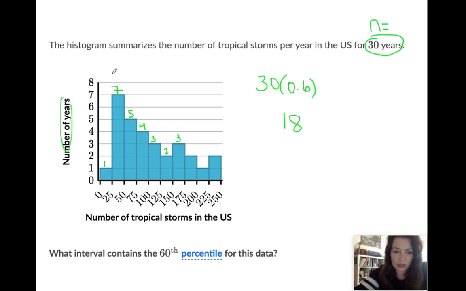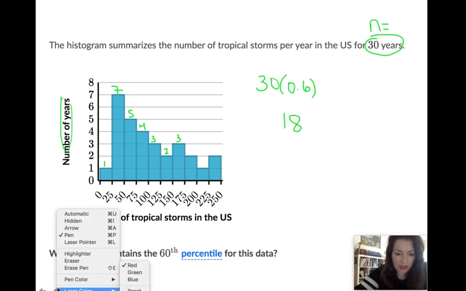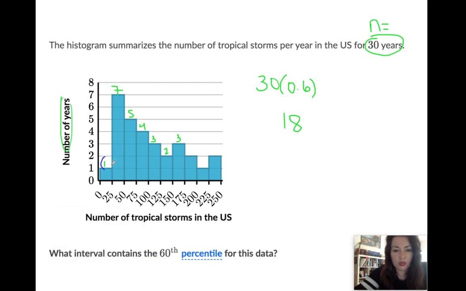The 18th observation is, well, I already put the counts on the top of the bins. So the 18th observation, let me change the color of the pen. This is 1, this is 8. So 1 and 7 and 8, and 5 is 13. 13 and 4 is 17. So the 18th observation is between 100 and 125. So what is the interval containing the 60th percentile? It is this interval right here, that is between 100 and 125.